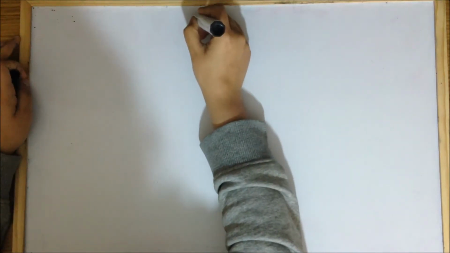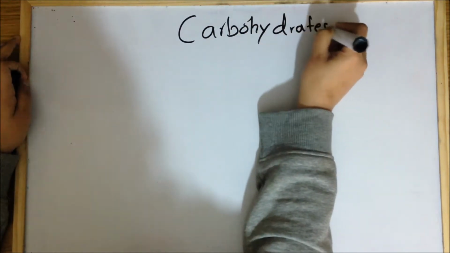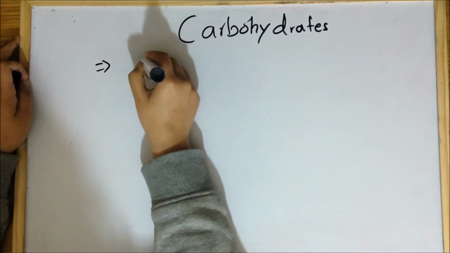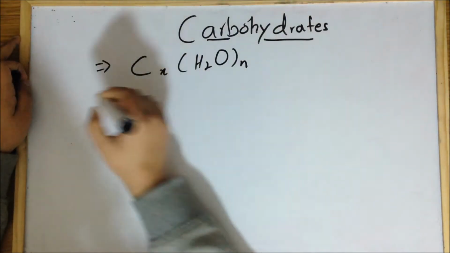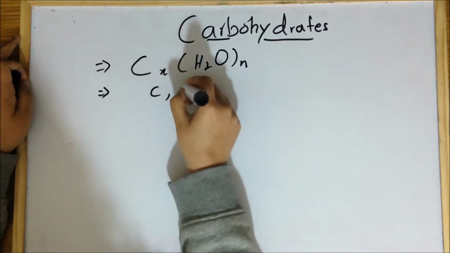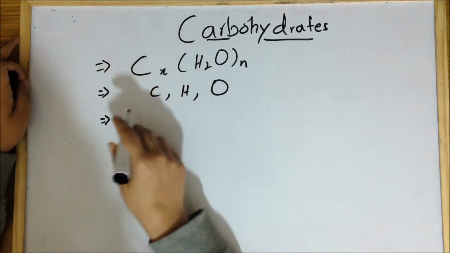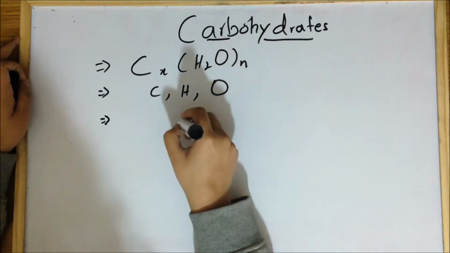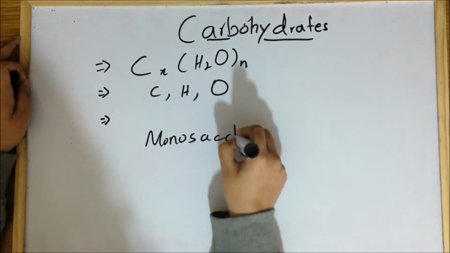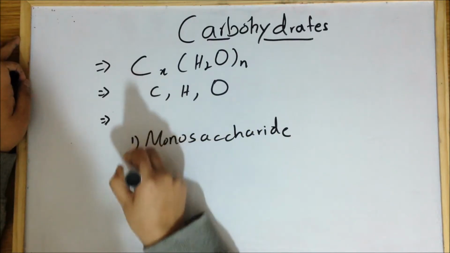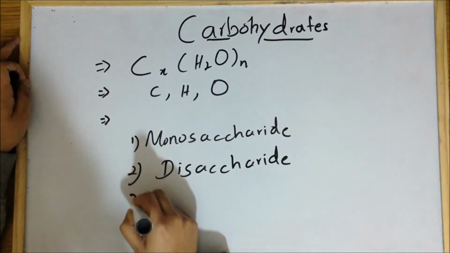Today's video we are going to talk about carbohydrates. Carbohydrates are the hydrated carbons. And they are made up of carbon, hydrogen and oxygen. Okay, and we can classify carbohydrates into three types as monosaccharide, disaccharide and polysaccharide.